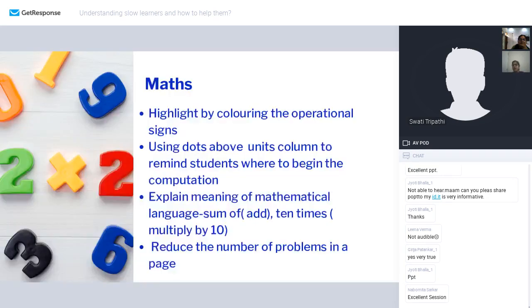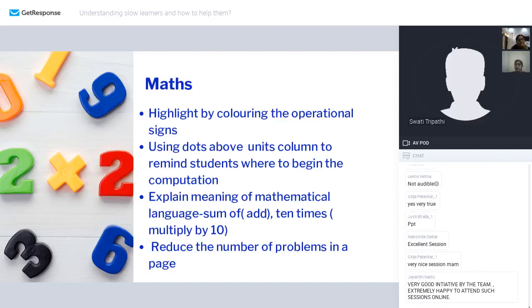For working on mathematical skills, some tips which we can work with the child is by highlighting the operational part, whether it is addition, subtraction, multiplication, or division. You can highlight it with a different color. Similarly, you can use dots in the units place for him to understand where to begin the operation with.